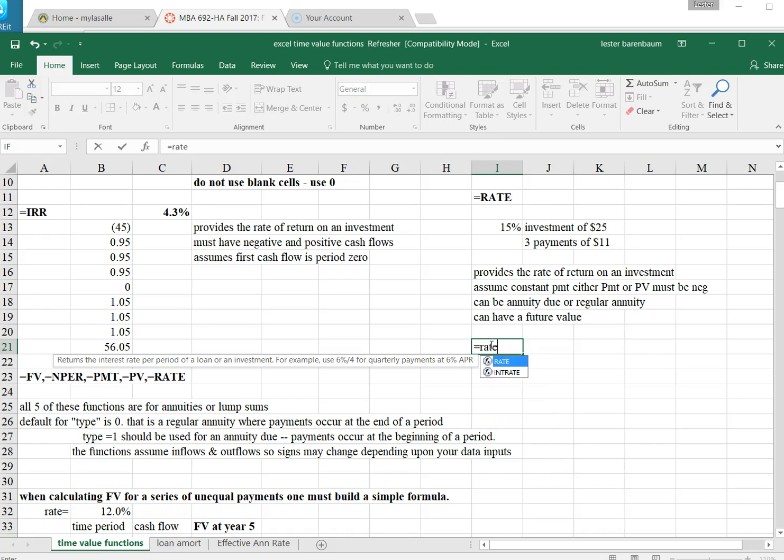As with all these functions, you have, again, number of periods, payment, present value, that's what we just had. You can also have future value, which is optional. The type, again, 0 or 1 for a regular annuity or annuity due, and occasionally a guess, which we should not have to use. If the cash flows are very volatile, sometimes you have to make a guess for Excel to calculate the true rate, but we shouldn't be running into that.